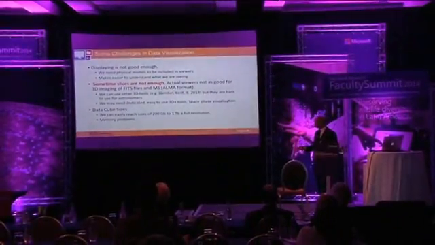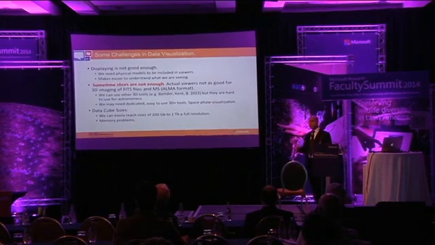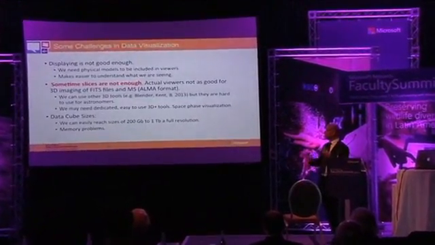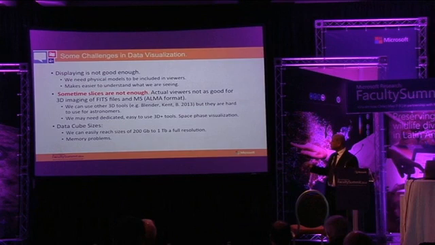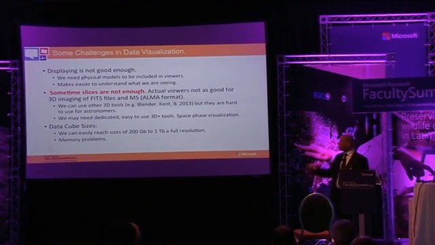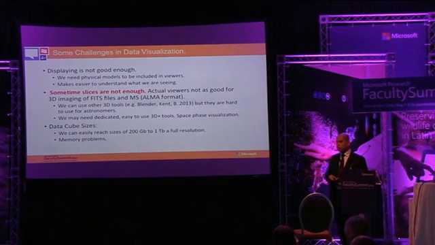Some challenges about data visualization. Well, displaying the data is not good enough. You see nice pictures, nice movies, but actually it's hard to interpret those pictures and those movies. So something that we need as astronomers is somehow to integrate physical models into our viewers. That's going to help us in understanding what we are seeing. And also, as you saw before, sometimes slices are not good enough. This is a good case, the protoplanetary disk that we saw before, where 3D imaging can really help in the data interpretation.